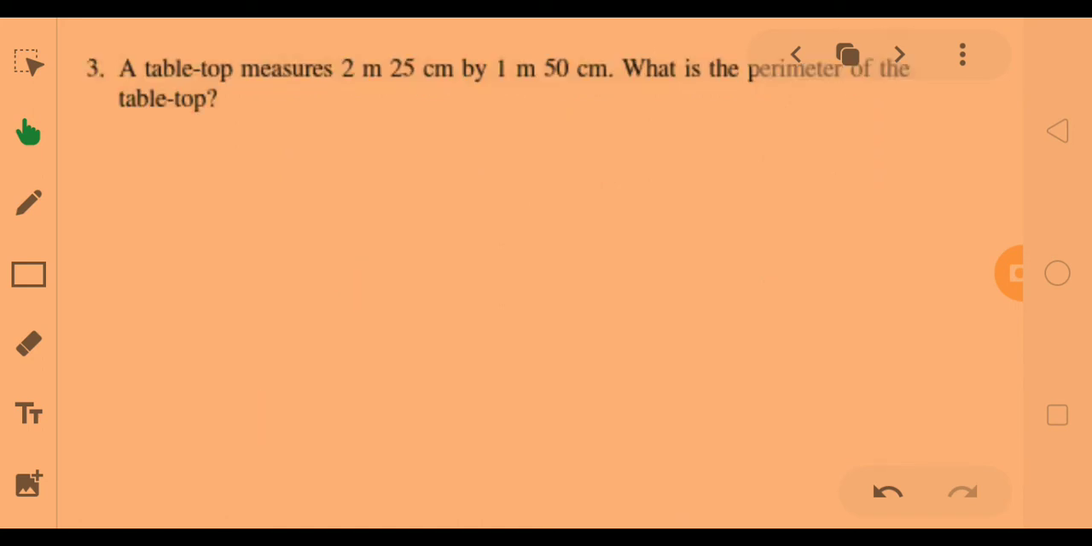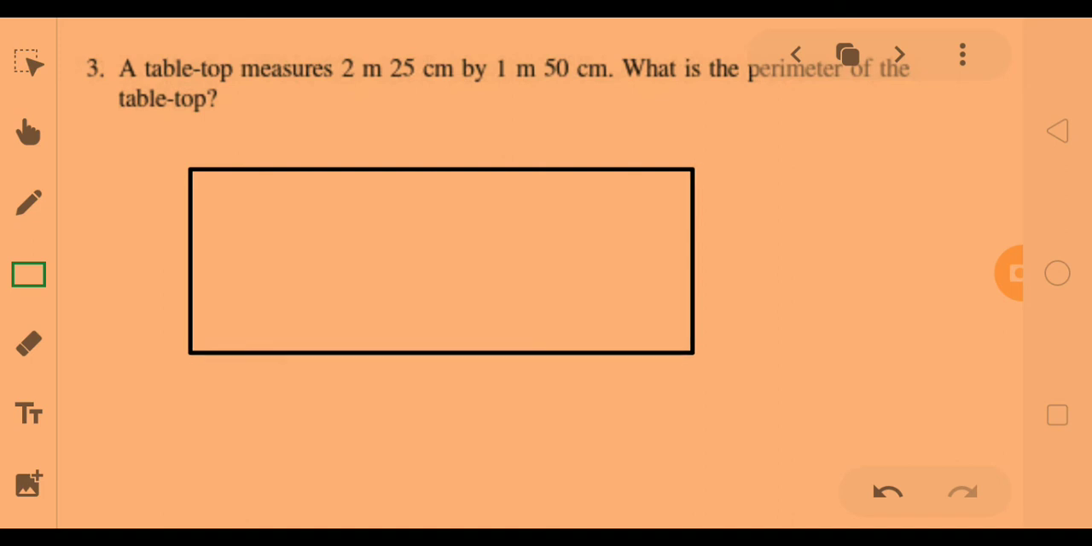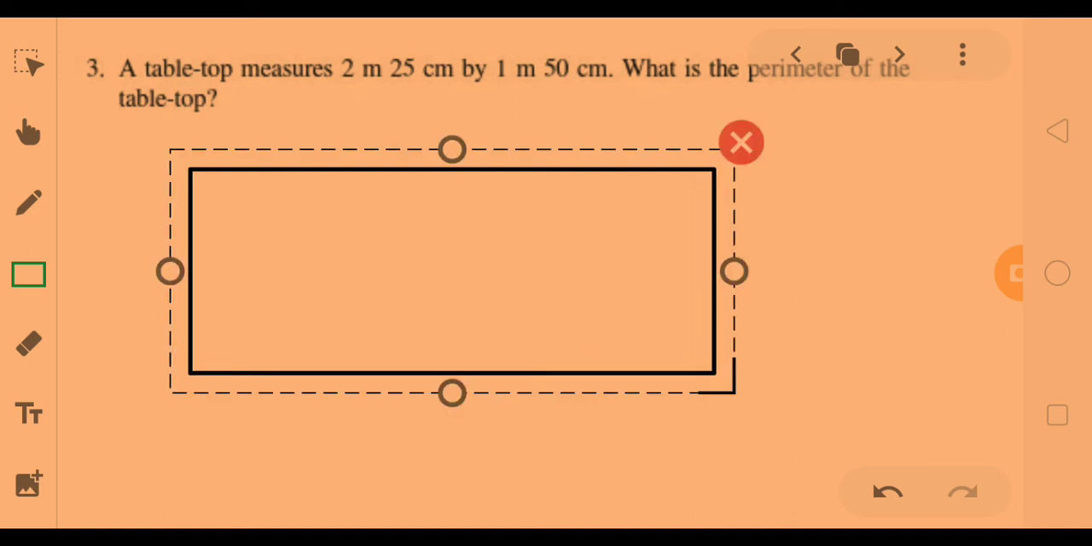Now let us look into a problem. The question is given as: the tabletop measures 2 meter 25 centimeter by 1 meter 50 centimeter. What is the perimeter of the tabletop? So what would be the shape? Here, tabletop means it is in the rectangular shape or square shape. It can be either rectangle or square.